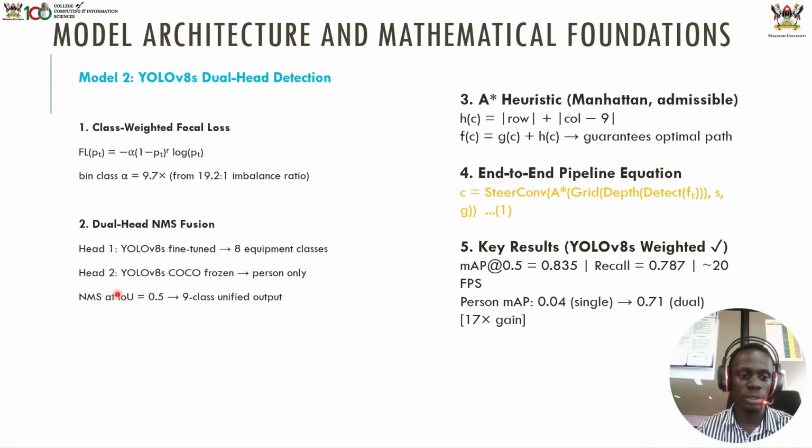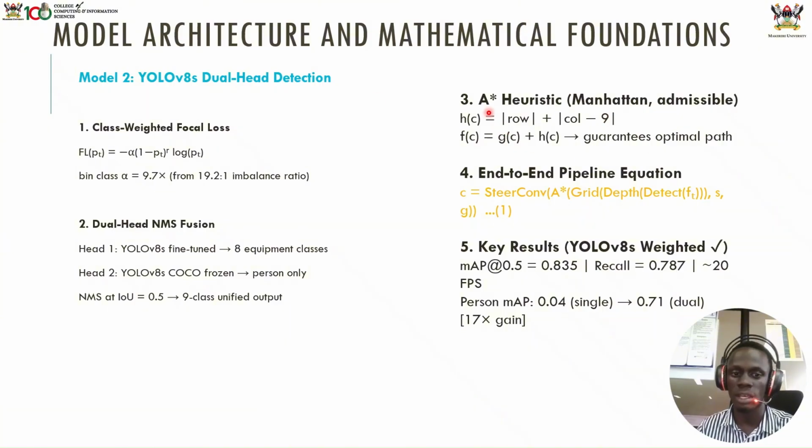The second head is going to be frozen, and we are only going to be using the person class only. With this, we are going to be able to navigate the missing class of the dataset. The second mathematical foundation we used was Hamilton distance, where we are drawing number of rows and columns.